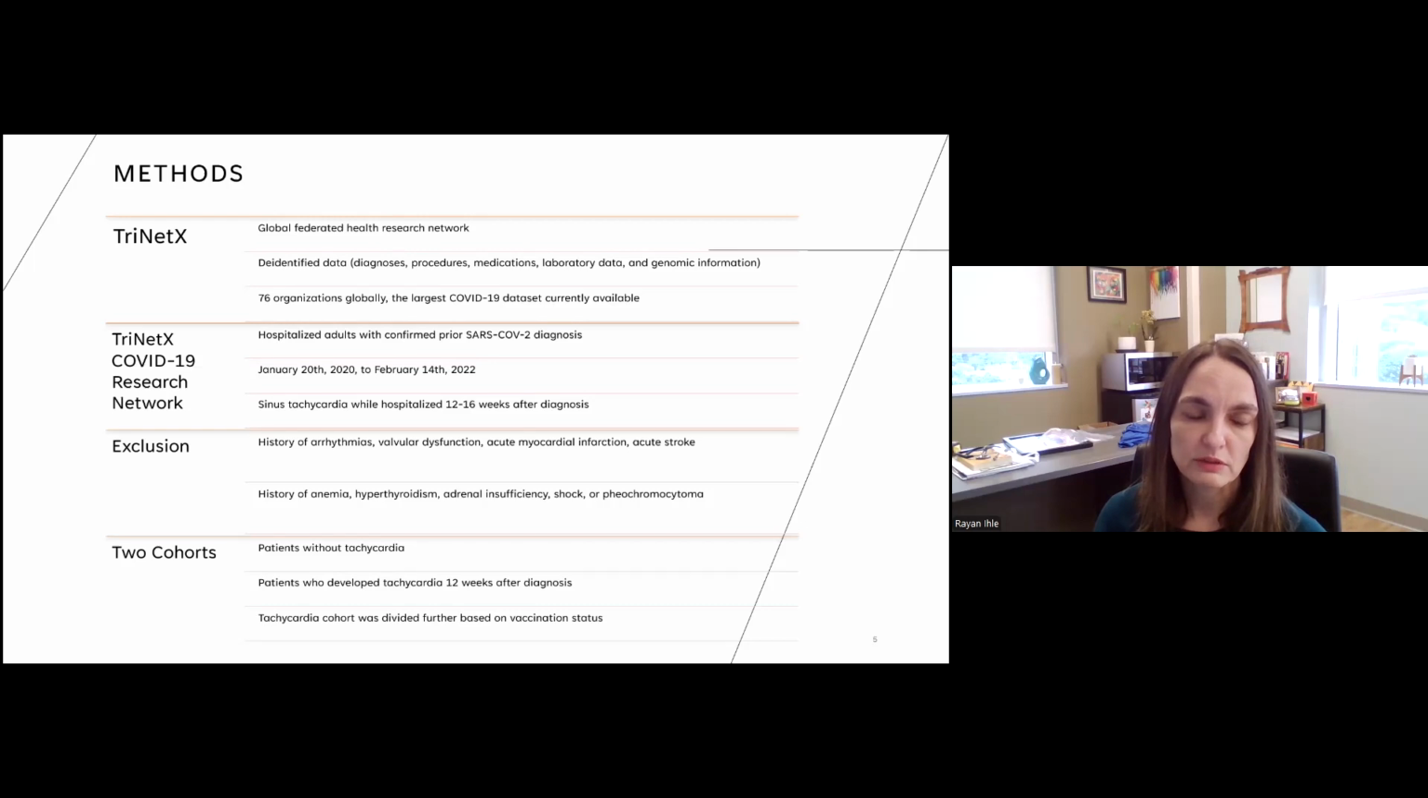From that cohort, we divided our patients into 2 subsets: those with tachycardia, defined as an average heart rate greater than 100 during their hospital stay, and those patients without tachycardia, again, 12 weeks after initial diagnosis. The tachycardia group was further subdivided based on their vaccination status. So we had a completely vaccinated group, those patients that were documented to have a full series of either the J&J or Moderna vaccination, and then those patients that were incompletely vaccinated. So those patients that did not have the full initial series.